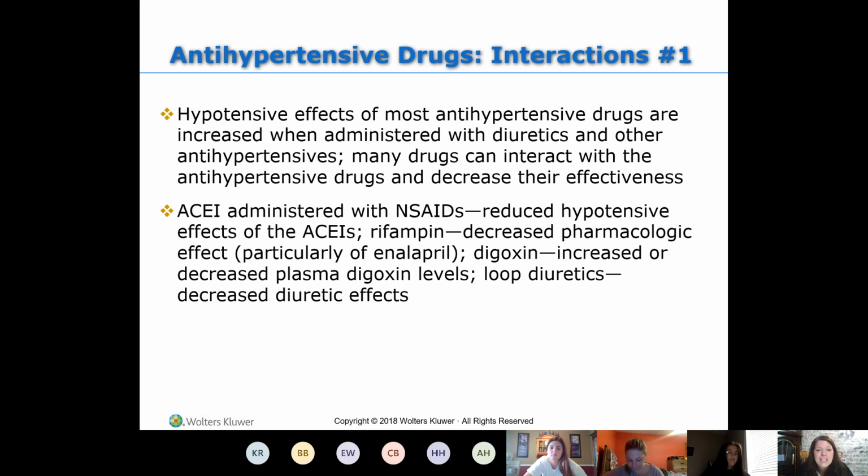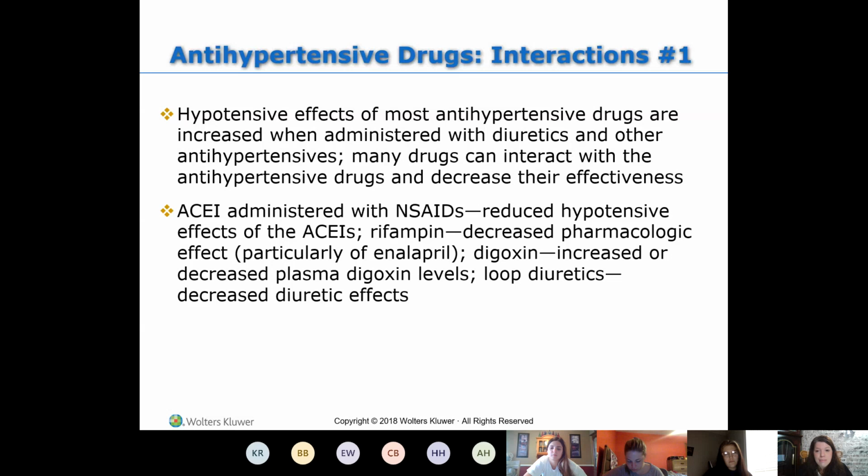So many drugs can interact with the antihypertensive drugs and decrease their effectiveness. So we've already kind of looked at that box on page 400 to discuss that. ACE inhibitors, when they're administered with NSAIDs, reduce those hypotensive effects. Rifampin, I've already read all this to you guys. This is the box basically on page 400. I'm not going to read it again. All of this is in the box on page 400.